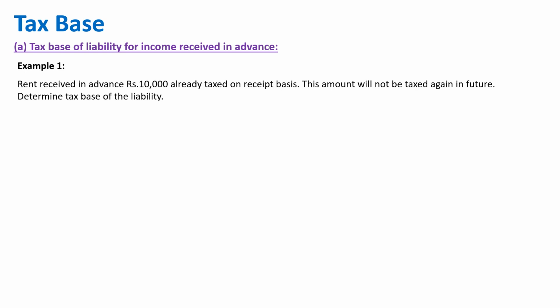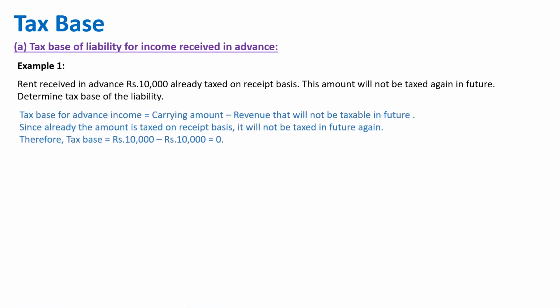In that scenario, the tax base for advance income equal to carrying amount minus revenue that will not be taxable in future. Correct? Since already the amount is taxed on receipt basis, it will not be taxed in future again. Therefore, tax base equal to rupees 10,000 minus rupees 10,000, because 10,000 is not taxable in future. Hence, the tax base is nil.